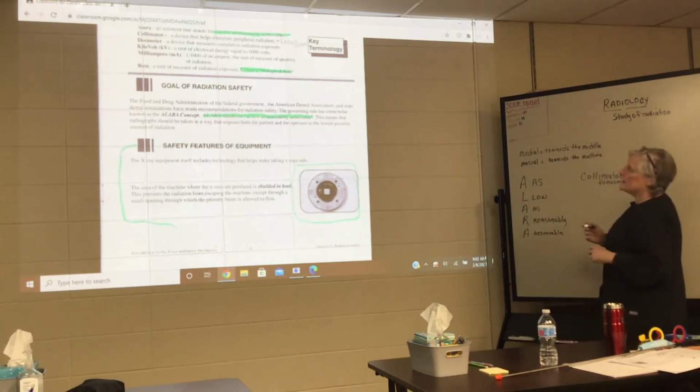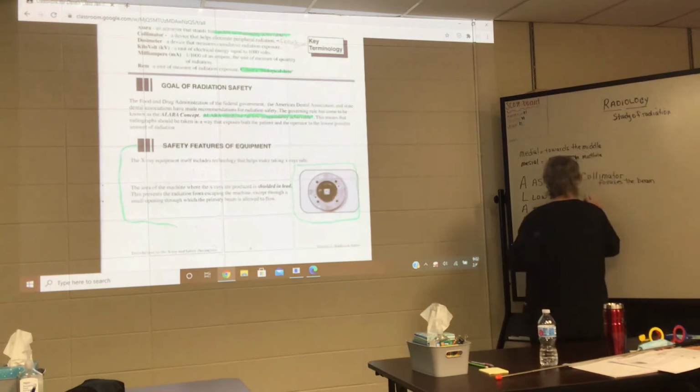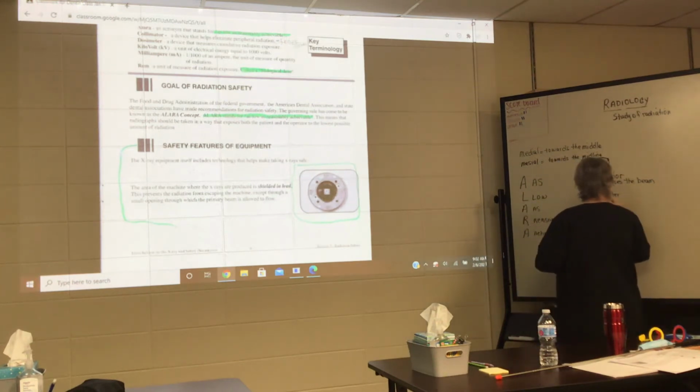Okay, next is a dosimeter. Read that for me. A device that measures cumulative radiation exposure.